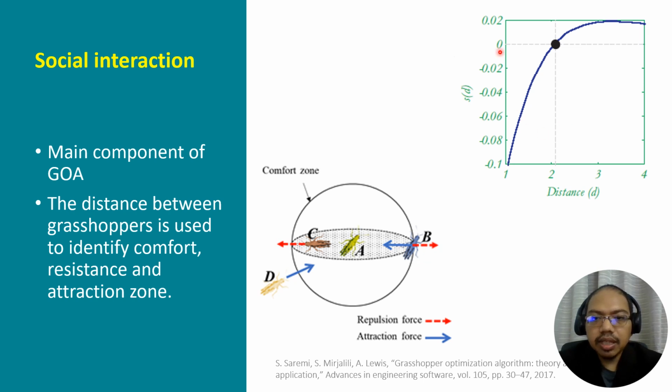Now this can be represented by this graph. It is taken directly from the original paper, and here we can see there's a distance. The negative value indicates a repulsion force, the 0 indicates the comfort zone, and here we see a positive value. The positive value represents the attraction zone. So we have the repulsion zone, we have the comfort zone, and also we have the attraction zone. This is the basic concept for GOA, and we also still maintain the social interaction for our proposed AAGOA.